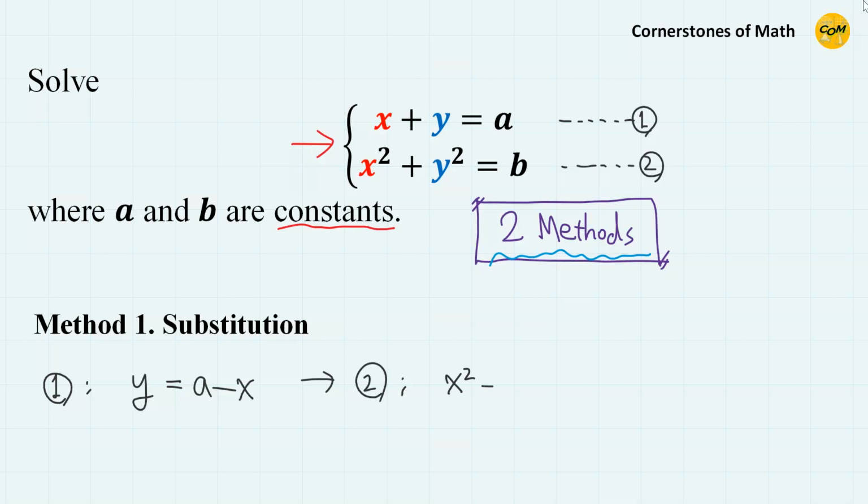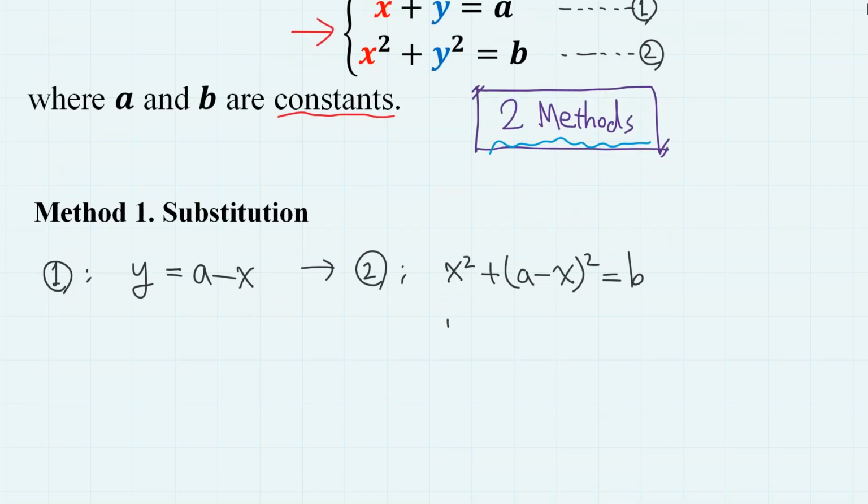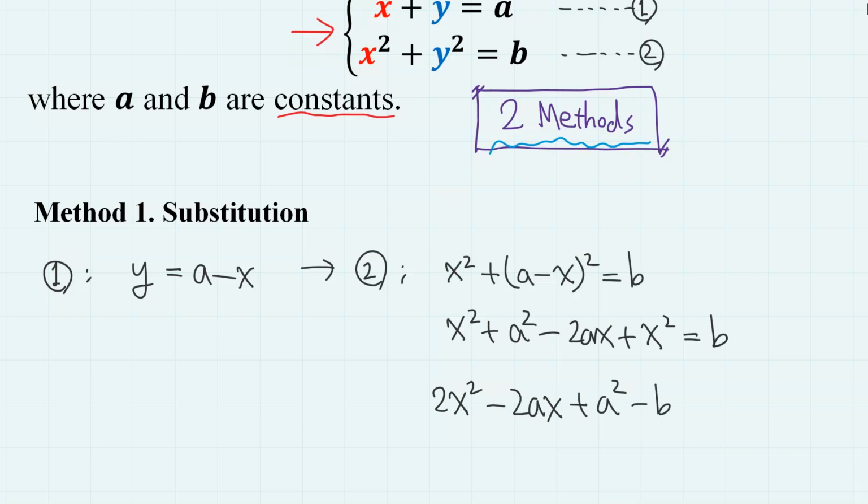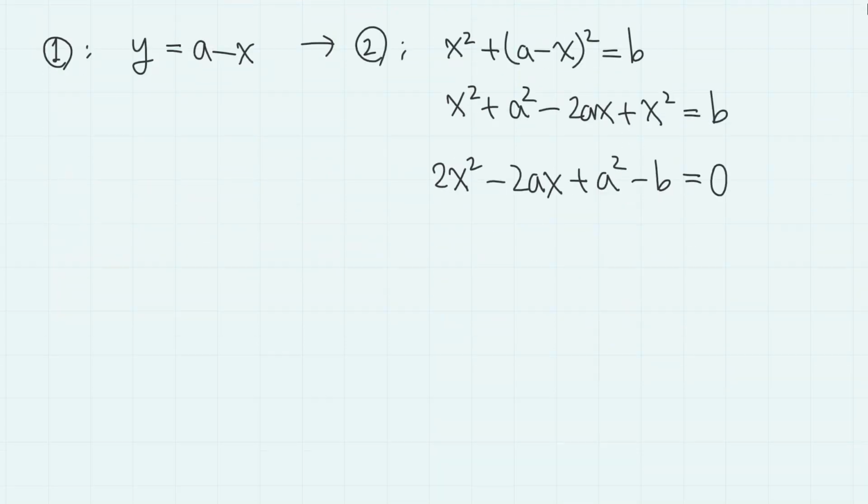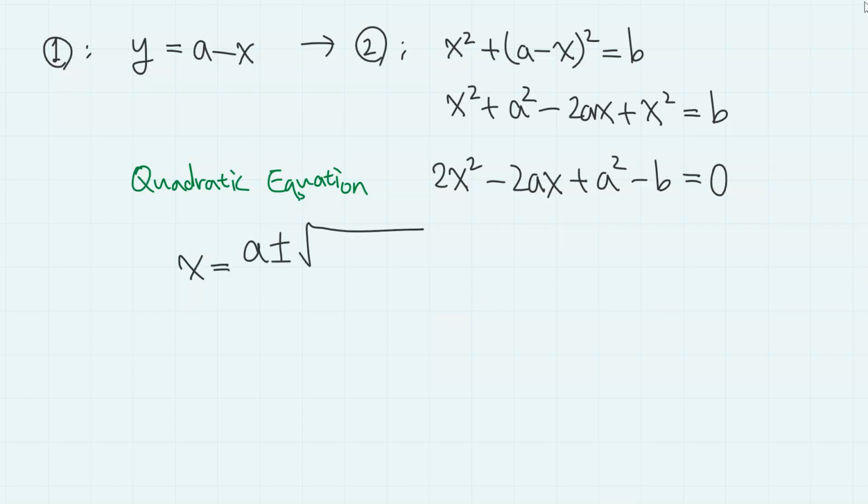So we have x squared plus (a minus x) squared equals b. So we have x squared plus a squared minus 2ax plus x squared equals b. So we have 2x squared minus 2ax plus a squared minus b equals 0. This is a simple quadratic equation that can be easily solved by the quadratic formula, which will give x equals a plus minus square root of 2b minus a squared, divided by 2.